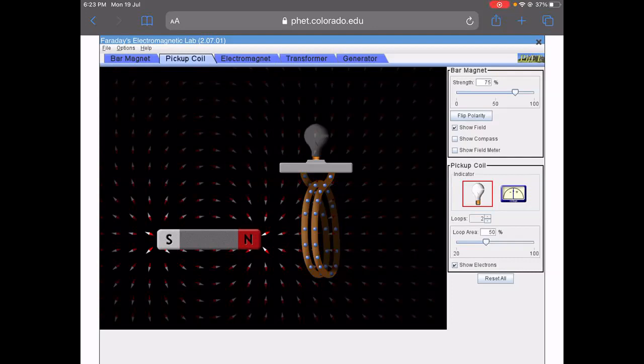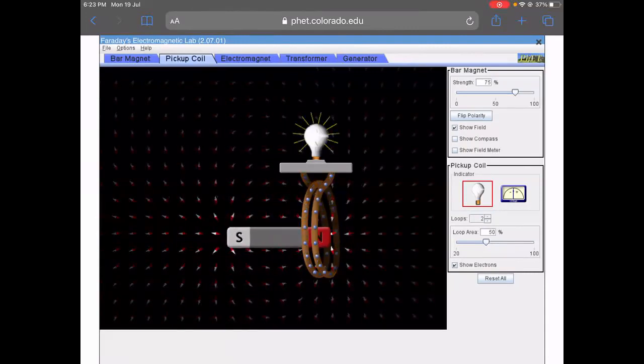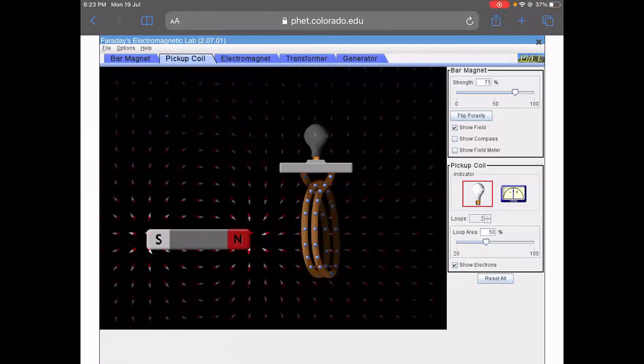Yes. Now I want you to concentrate on the directions. The north pole is closer to the pickup coil, right? So when the north pole is moved towards the coil, what is the direction in which electrons are moving? Anti-clockwise. Anti-clockwise from which side? Sir, from left to right. Actually, when you see from the other side of the magnet, it is anti-clockwise. Correct? I'm moving it again. Observe.